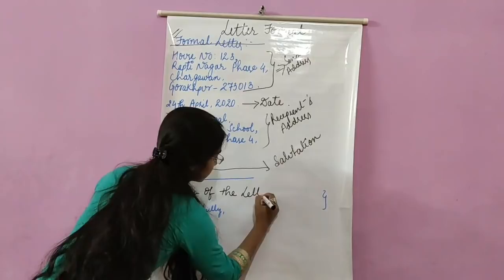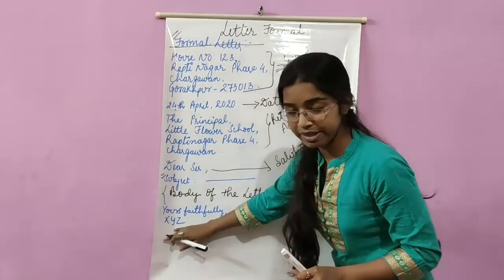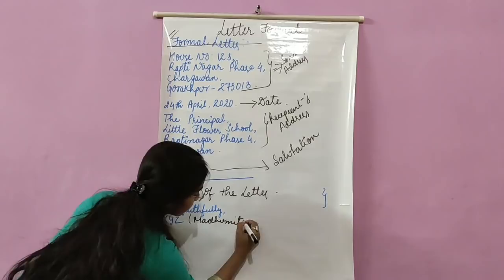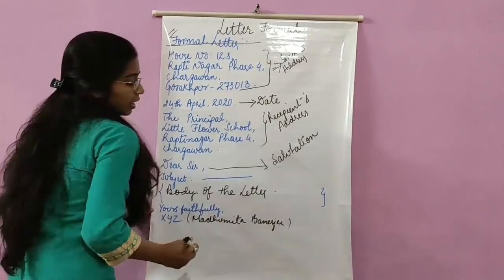And finally comes Yours faithfully, comma, XYZ. This XYZ is your full name. For example, if I have to write here my full name, I'll write Madhu Mitha Banerjee. Now, there are certain minute things that I would like to explain to you.